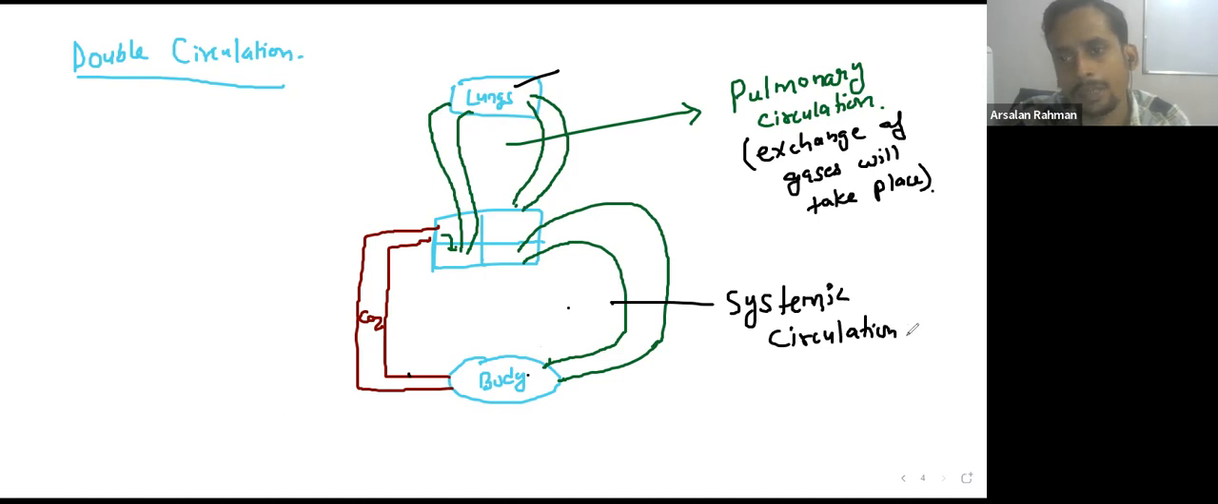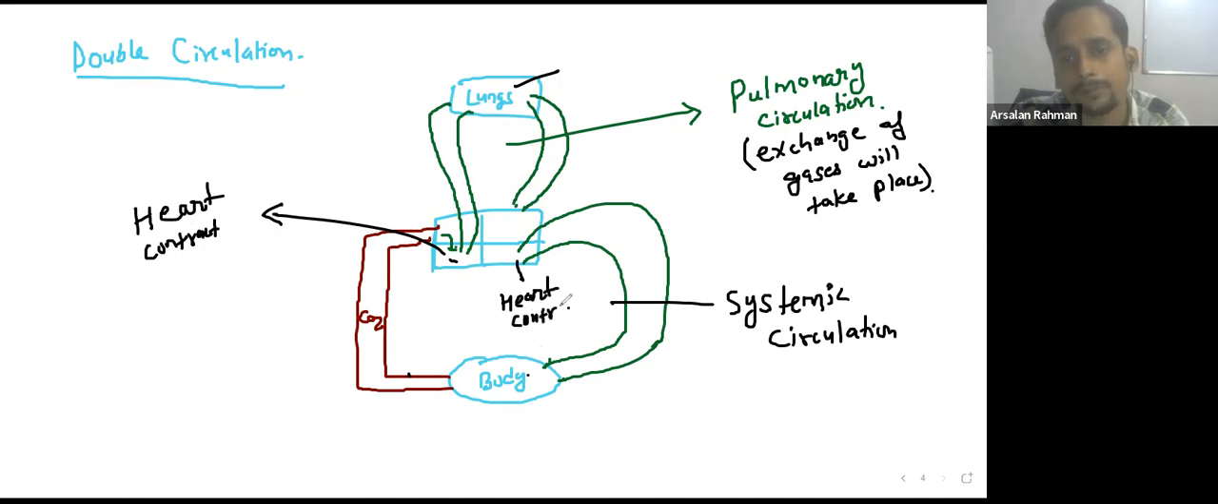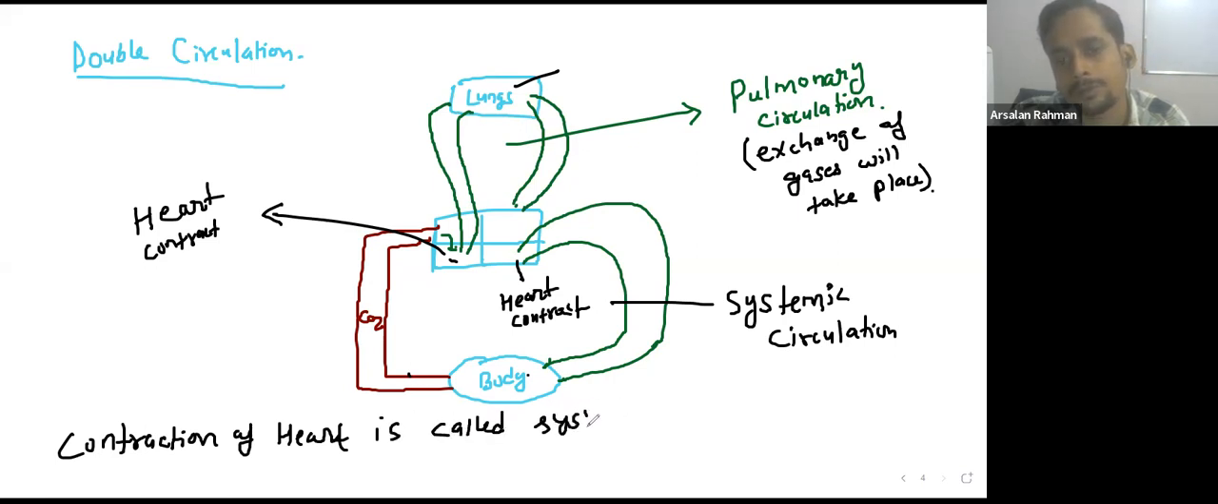Okay. Heartbeat here, heart contract. Again here, heart will contract. Heart contract how many times? Two times. Okay. So contraction of heart is called systole. Is called what, beta? Is called systole. Okay.